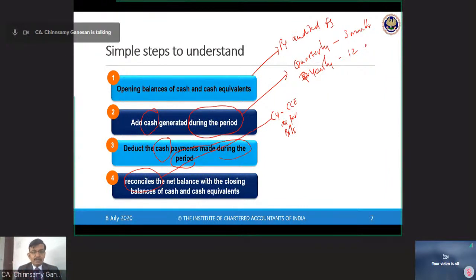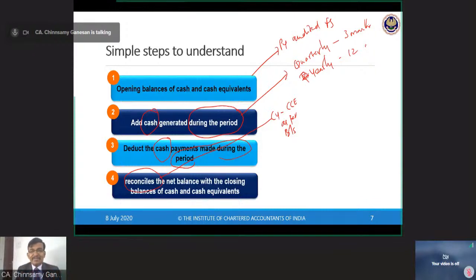So two disclosure requirements automatically come in as part of the cash and cash equivalent. So it is a cross check that your cash flow statement is perfect. If there is a difference between the net cash and cash equivalent as per the cash flow statement and what you are showing in the balance sheet, that means your cash flow statement is incorrect.